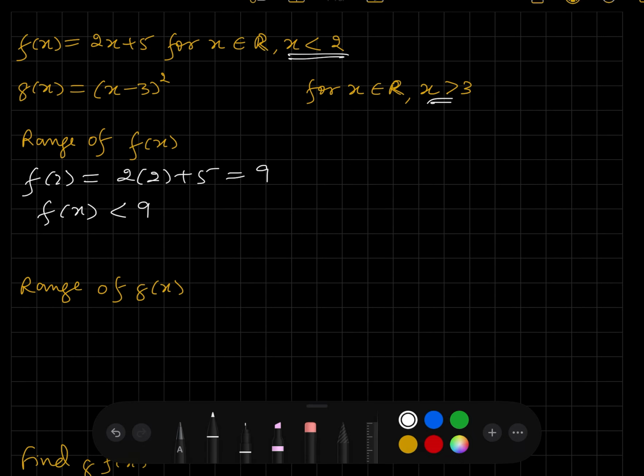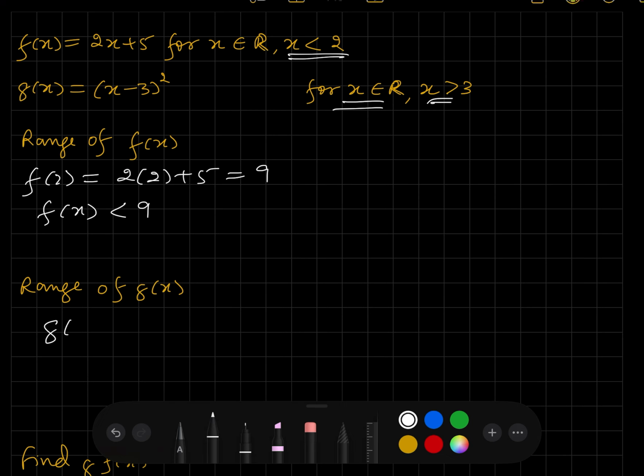Now to find out the range of g(x), the restriction is x greater than 3. So let us find out g(3) here. So it's greater than 3. Okay, so for that we can't find out in this way. This is (x minus 3) whole square. So the range of g(x), where x belongs to all the real values, x is greater than 3. So for that, we have to do it again this way. Find out this thing, (x minus 3) whole square, x is greater than 3.